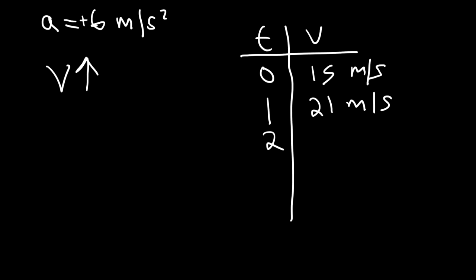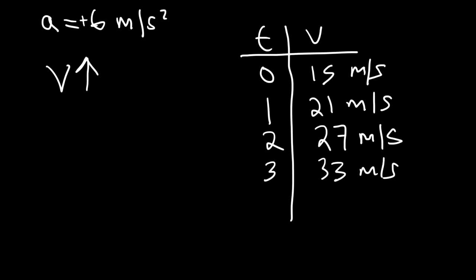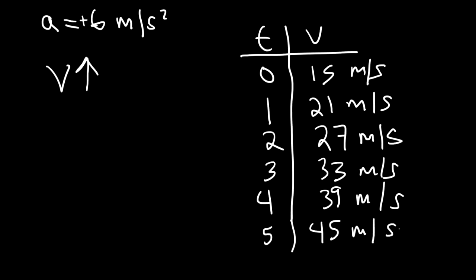2 seconds later, it's going to be at 27. So every second, the speed is going to increase by 6 meters per second. So at 3 seconds, it's going to be 33. And at 4 seconds, it's going to be 39. And 5 seconds later, it's going to reach our final speed of 45 meters per second. So I want you to understand the concept of acceleration. And just think of it as how fast the speed changes or how fast the velocity changes every second.